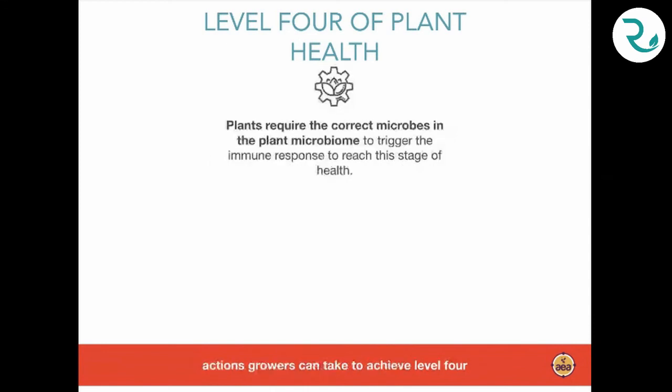So to achieve level 4 of plant health, we need to have the correct microbes in the plant microbiome. Not just any biology will accomplish this. This is one of the reasons why in our work we use Tainio microbial inoculants, because they contain the microbial species that can trigger these SAR and ISR responses within plants. And those organisms may or may not be present if you're producing compost tea.